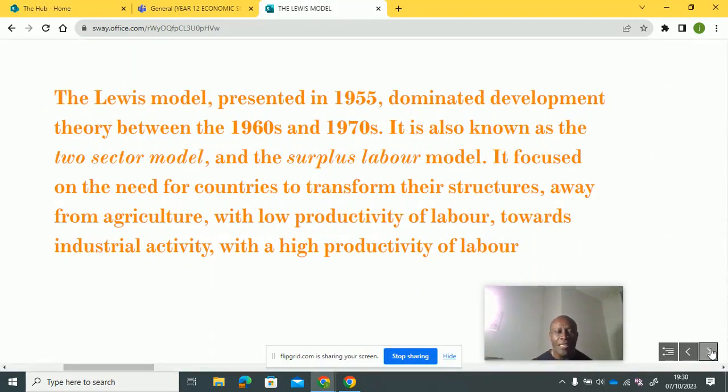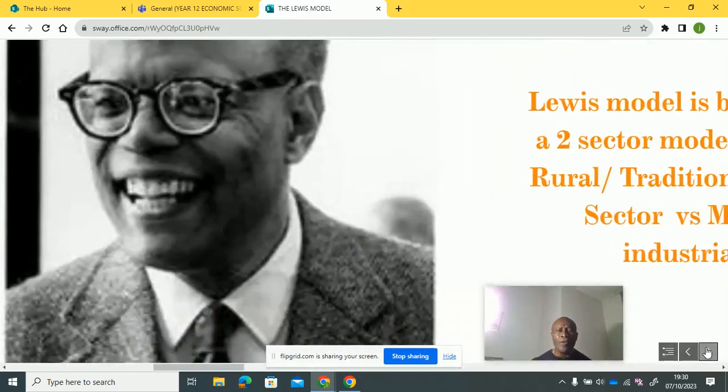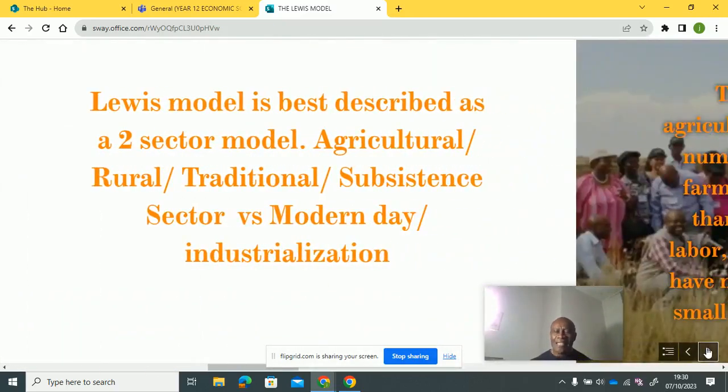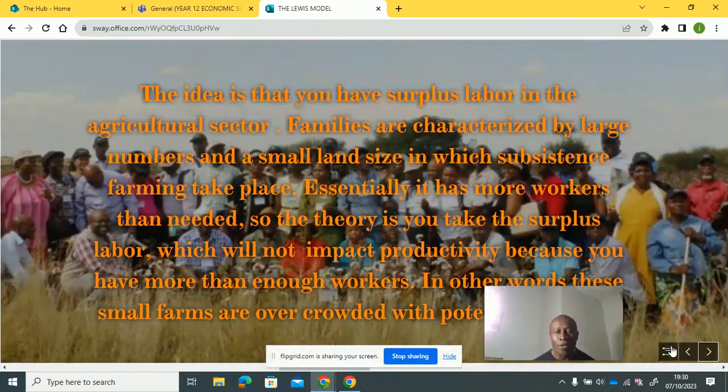So the idea really is what you're trying to do. Professor Lewis noticed that the agricultural sector had a large number of workers. They had a lot of workers and they had very, very small land. And what he found was that it was overcrowded. You didn't need so many workers. So why not take some of the workers that were surplus to requirements in the agricultural sector, take them away into the modern day sector, train them, let them become more productive, and they can help contribute towards economic growth. So that's essentially what it was about.